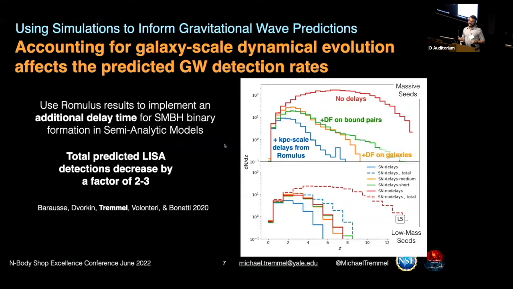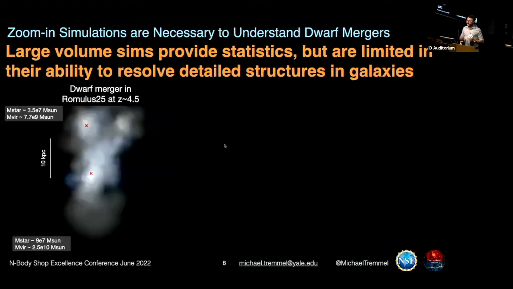The problem and the weakness of all large volume simulations like Romulus is resolution. So I mentioned that the bread and butter of LISA is dwarf galaxy mergers. This is what a dwarf galaxy merger looks like in Romulus. And I want to remind you, Romulus has the highest resolution of simulations of its class. So this is as best as we can do.